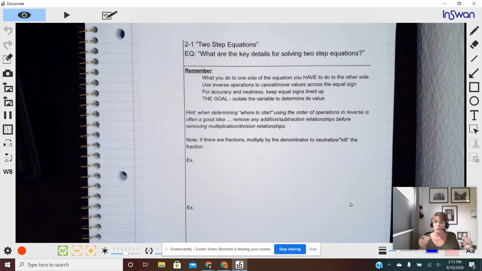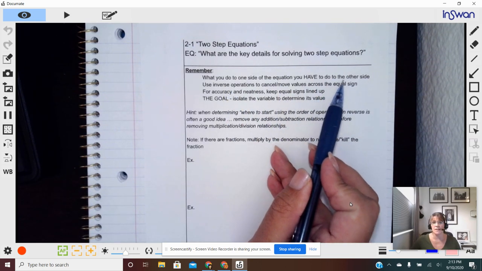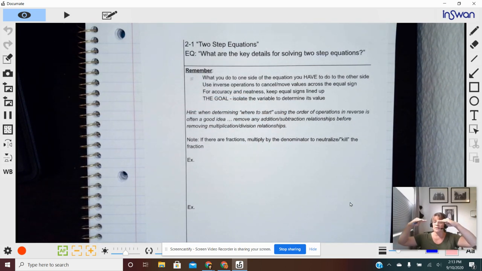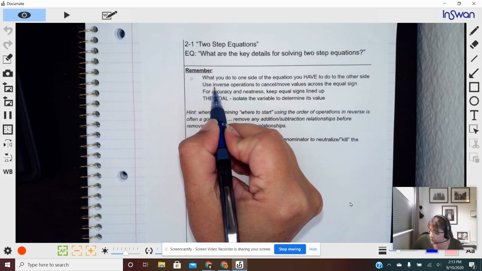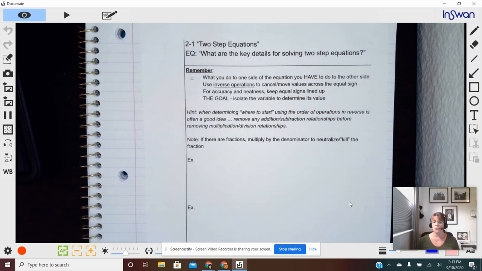So there are some things you have to remember from equations. What you do to one side of the equation, you have to do to the other. An equal sign means just that. The sides are balanced and equal. I can't do something to one side and keep that balance. It means that they can't go out of balance. They have to stay that way. Okay, and then we use inverse operations to cancel or move values across the equal sign. Now, already this year, we've done some review with this, but we will continue to. This is probably the most critical skill of 8th grade.